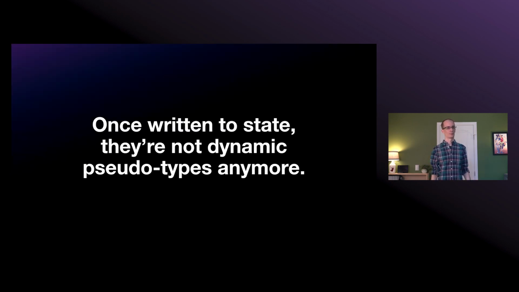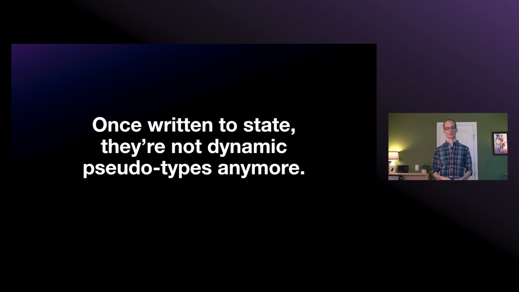Terraform doesn't care. However, once written to state, they're not dynamic pseudo-types anymore. Just like when Terraform parses it and compares it to the schema and decides what type it should be, it's not an object or a tuple anymore. Sometimes it's a set or a map. They're not dynamic pseudo-types anymore. They've taken on a type. They've become known. And so you can't change it once it gets written to state.